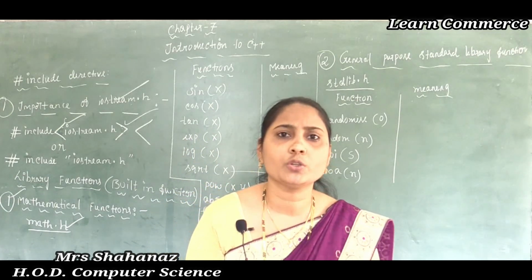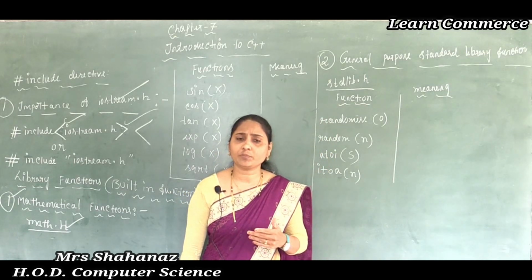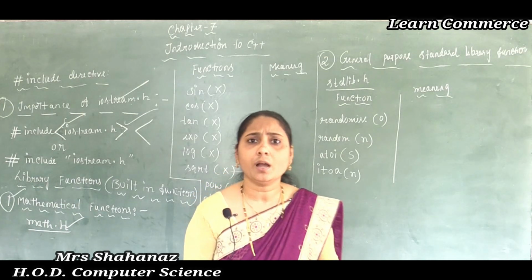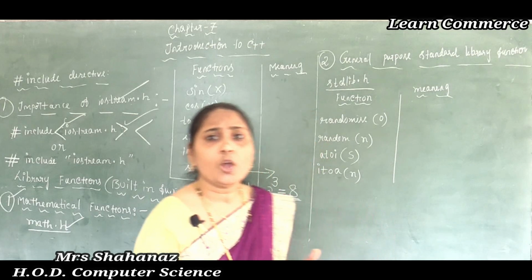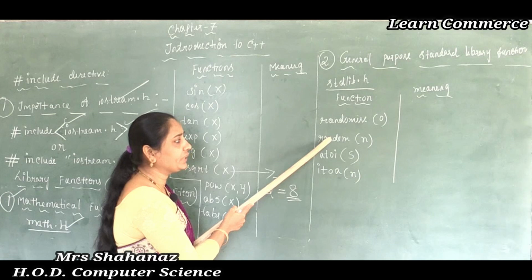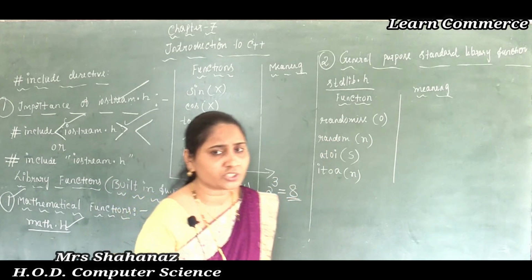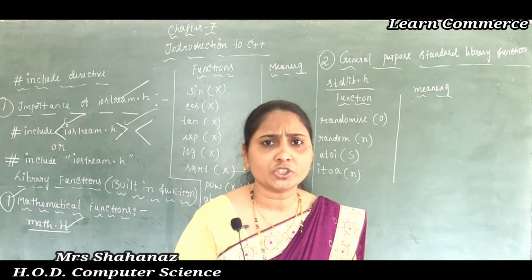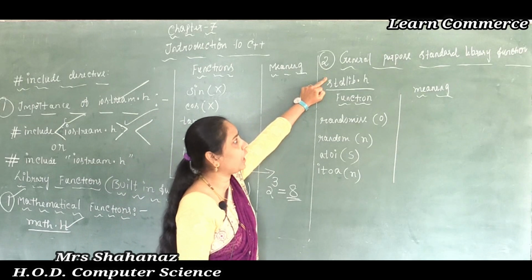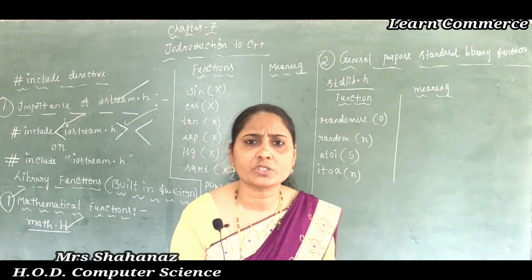Such functions are defined by the C++ compiler to save programming time. Some general purpose library functions are randomize, random of n, atoi of x and atoi of n. All of these are functions that belong to the general purpose standard library functions. If you are using such functions, then sure we need to use the header file.